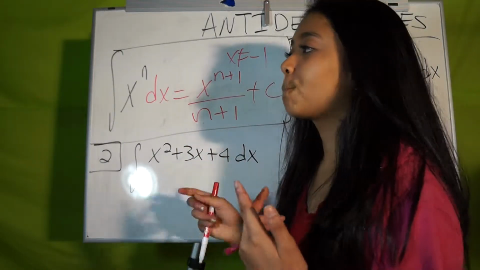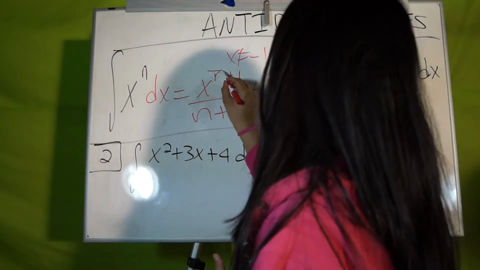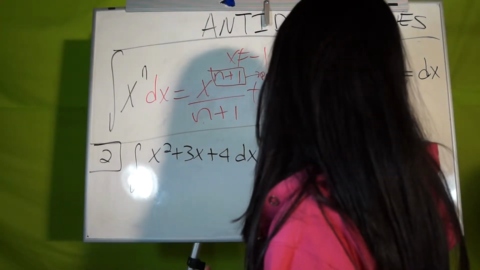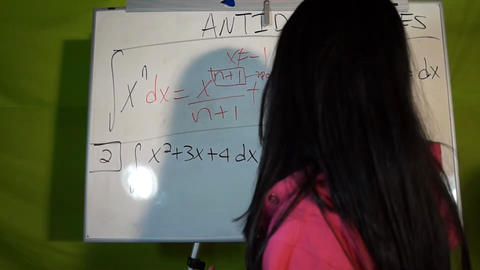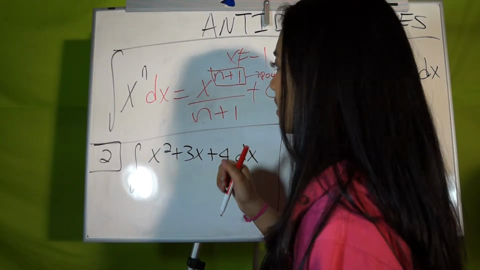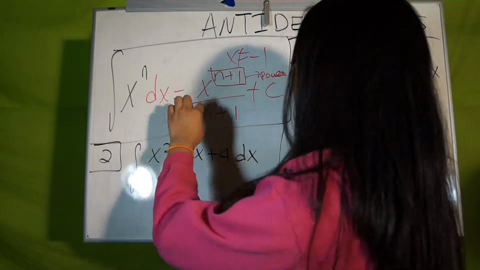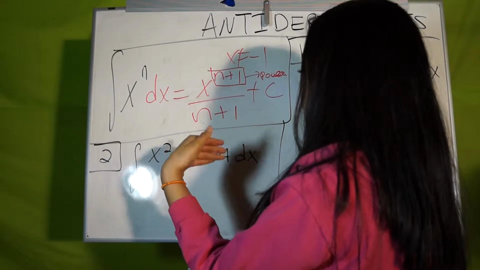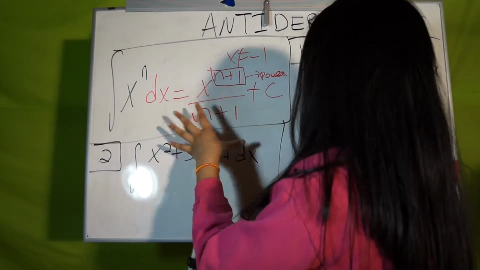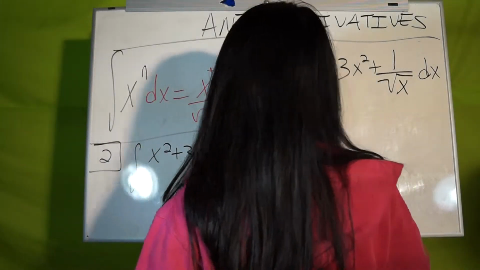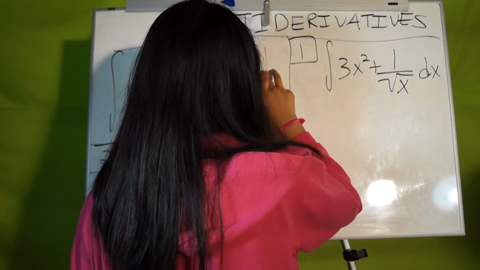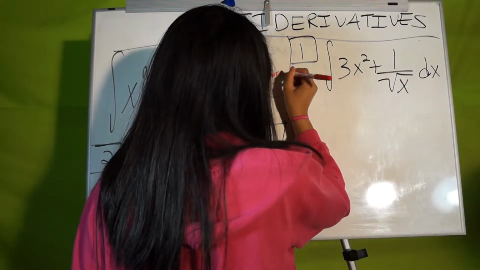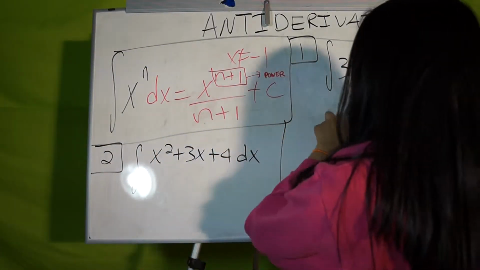Basically, you're taking the power, adding 1 to it, and dividing the variable by your new power. That's what we're going to apply. I don't like this word, power. And we're going to be applying this rule to these problems.